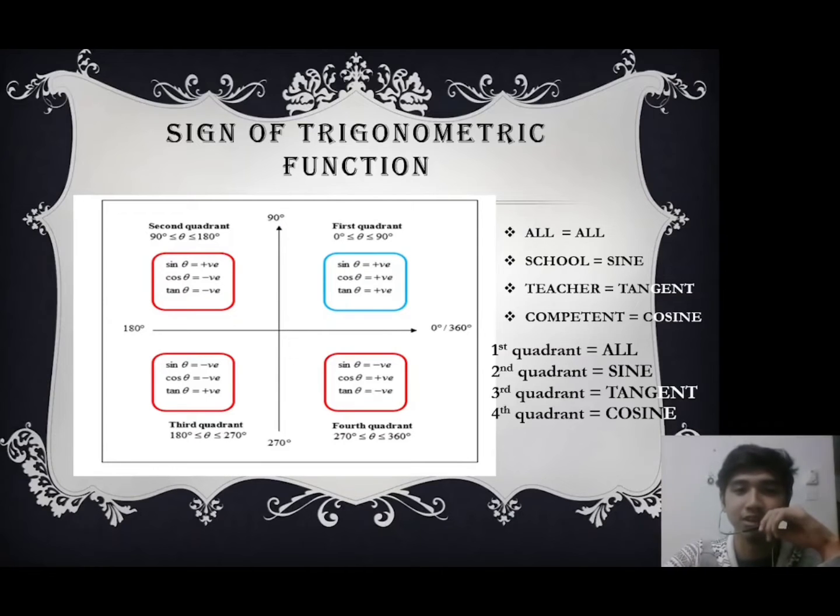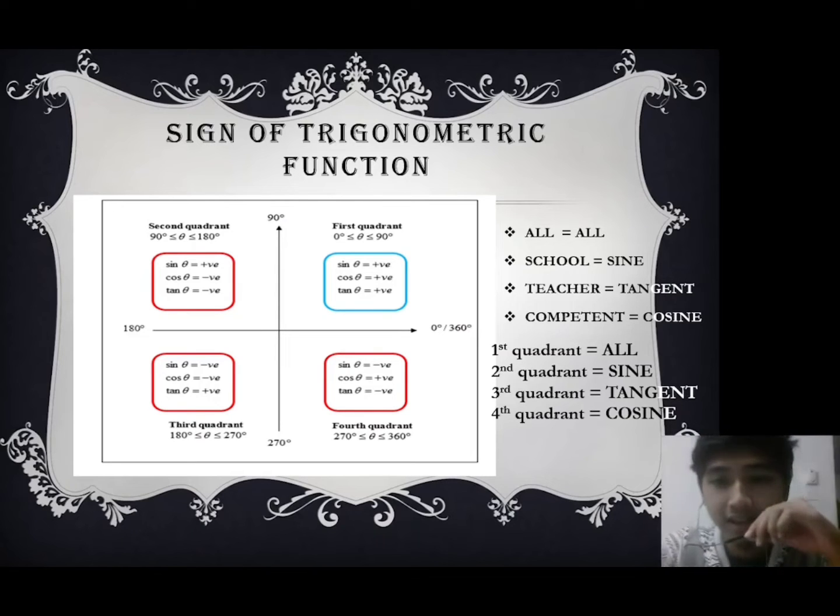Hello everyone, I'm Muhammad Yusuf, and today I'm going to explain to you about the sine of trigonometric function. As we all know, there are three basic trigonometric functions, for example, sine, tangent, and cosine. In the first quadrant, all are considered as positive value, and in the second quadrant, only sine is considered as positive value. Meanwhile, in the third quadrant, only tangent is considered as positive value, and finally, in the fourth quadrant, only cosine is considered as positive value.